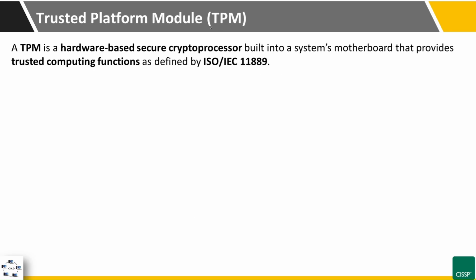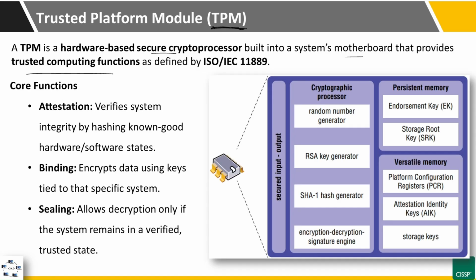Now coming to an important topic, the trusted platform module. As we studied, it is a type of secure crypto processor. A TPM is a hardware-based secure crypto processor built into a system's motherboard that provides trusted computing functions as defined by ISO 11889. The core functions of TPM include attestation, which is verification of system integrity by hashing known good hardware and software states. Binding is encrypting data using keys tied to that specific system.